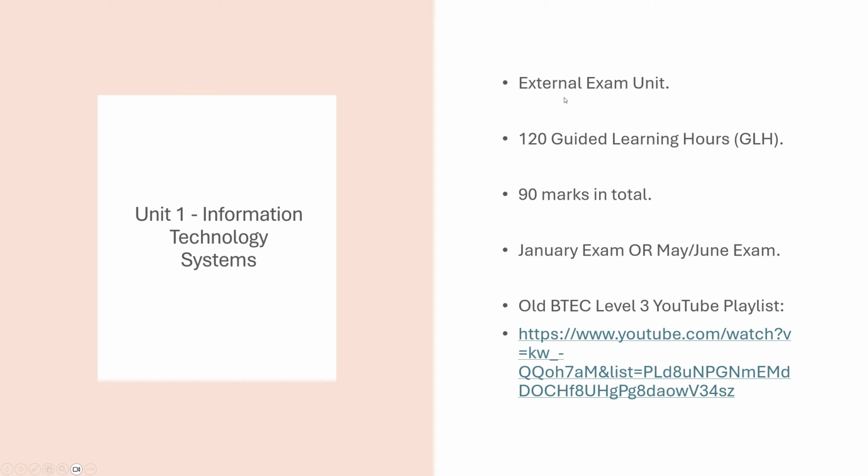So unit 1 is an external unit. It's 120 guided learning hours, 90 marks in total for the exam. It's either a January exam or a May/June exam. The old BTEC level 3 playlist is here. So if you want to get some information about unit 1, that's on the old legacy stuff, you can click on this link here and it will take you straight through.